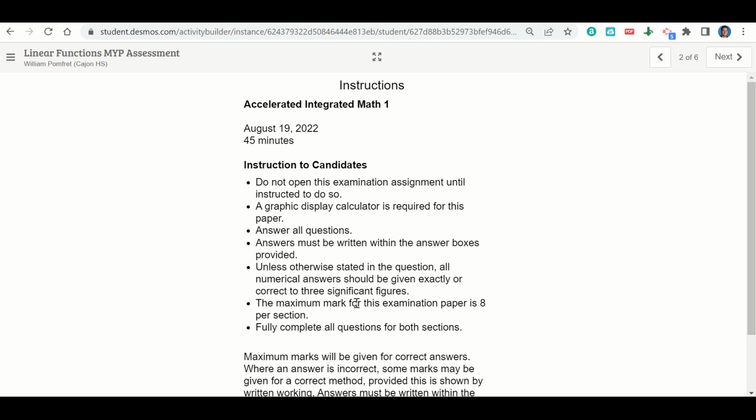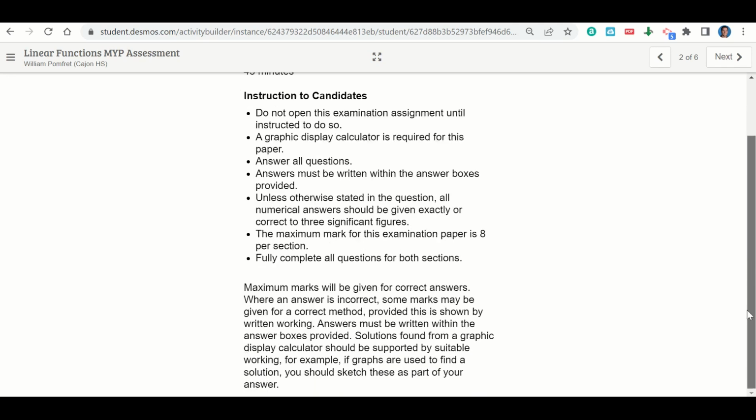The maximum mark for this examination paper is 8 per section. You'll fully complete all questions for both sections. The maximum scores you can get will be given for correct answers. Where an answer is incorrect, some marks may be given for a correct method provided. This is shown by written work.